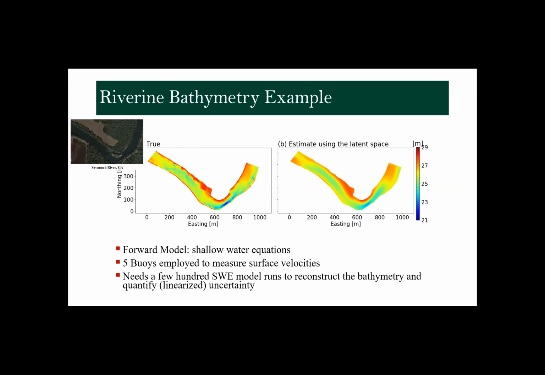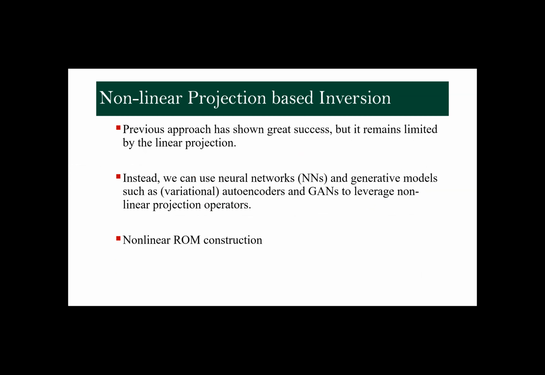So this is the linear approach, where we use the traditional way. But how about using machine learning or neural network type techniques? The previous approach shows great success, but it remains limited by the linear projection. Also, it uses Gaussian estimation, meaning that if you have sparse data, you probably get a smooth version of the true spatial process. So you may use neural networks and deep generative models, like the variational autoencoder, to leverage nonlinear projection operators.